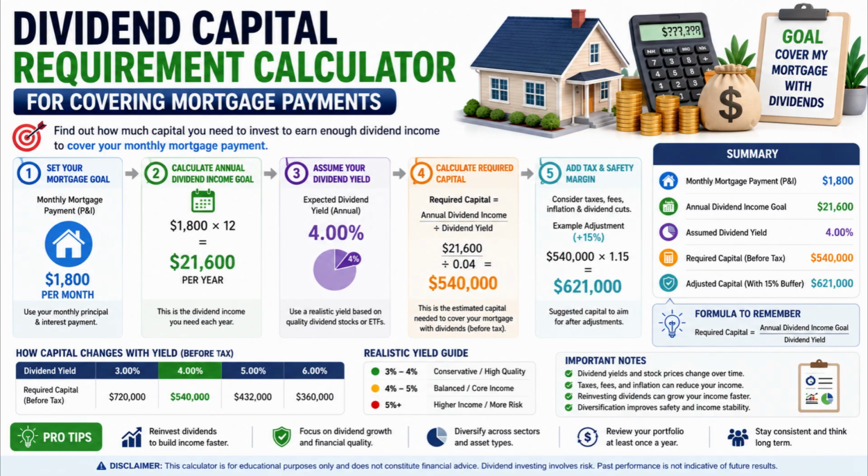Additionally, diversify the portfolio across different companies, industries, sectors, and asset types. Diversification can reduce the impact of a dividend cut or financial problem affecting one specific investment. It may also make the mortgage-supporting income stream more stable over time. Finally, review the portfolio at least once every year, monitor dividend payments, compare actual income with a mortgage target, and remain consistent with the long-term plan.